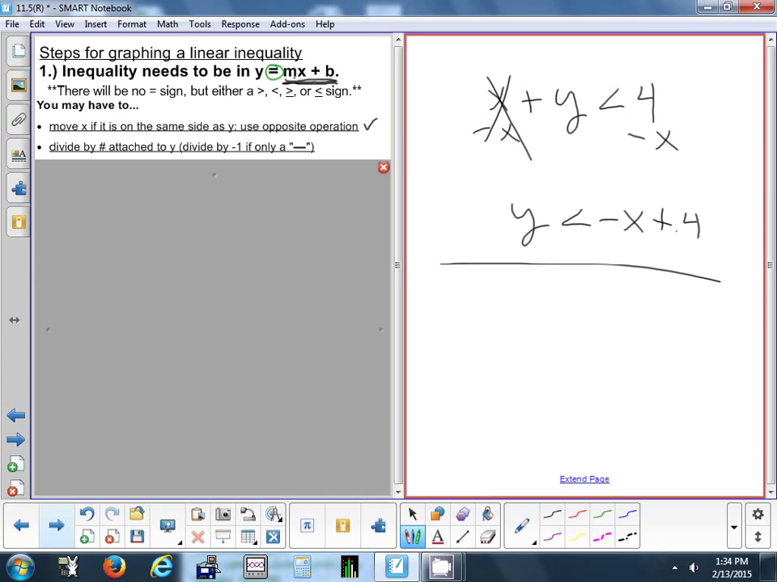Okay, let's look at this one. 2y is less than 4x plus 8. Is y by itself here? What do you think? How about Sam? No? We've got a number attached to y. How do you get rid of that number that's attached? What do you divide by? 2. And where do you do it? On both sides. So there, where else? Like on what number? Where should I do it?